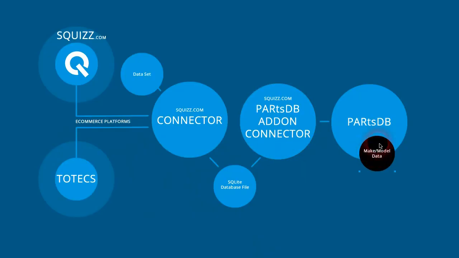If we get this all right, all this can happen seamlessly without any user intervention once it has all been configured up, where the make model data flows all the way through without any humans having to manually push that data around. It can all be done through the scheduler that is configured within the Squiz.com connector software.